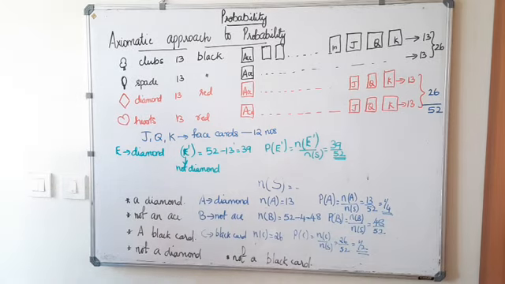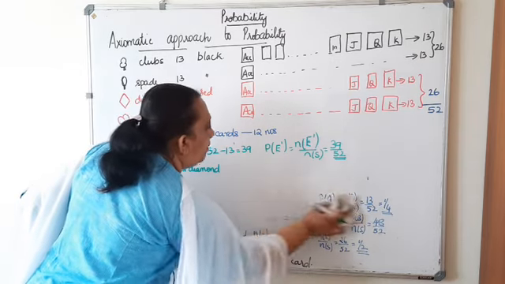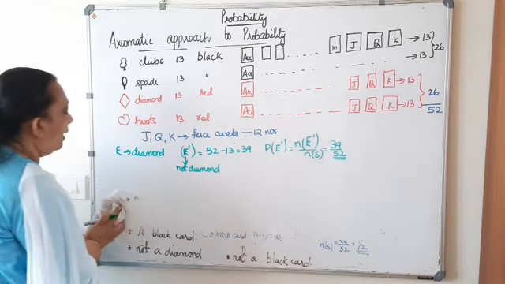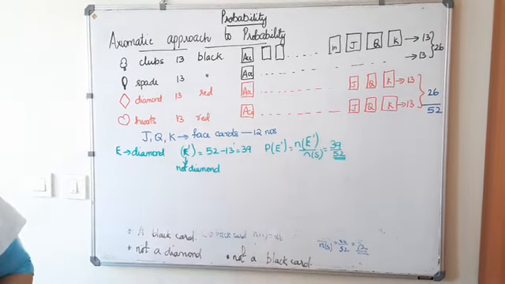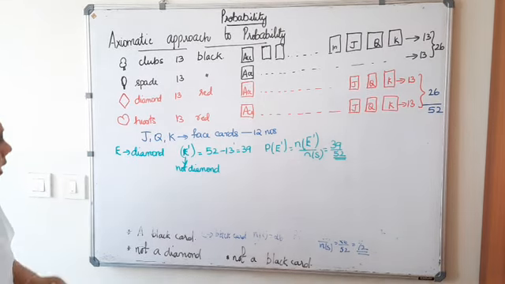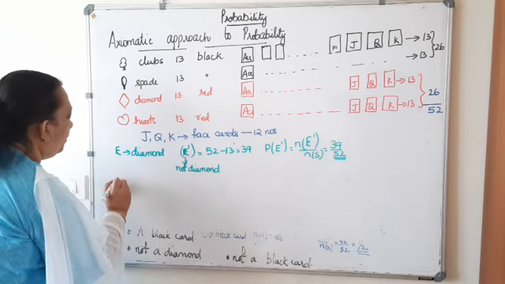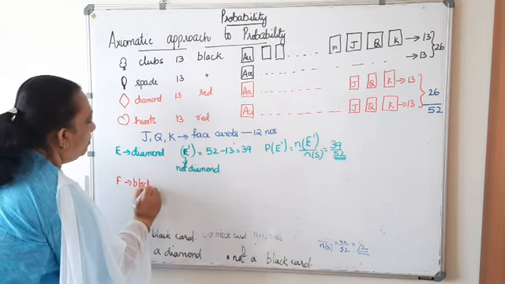Okay. Not a black card. How many black cards are there? There are 26 black cards. So not a black card. Let us take letter F be the event of getting a black card.